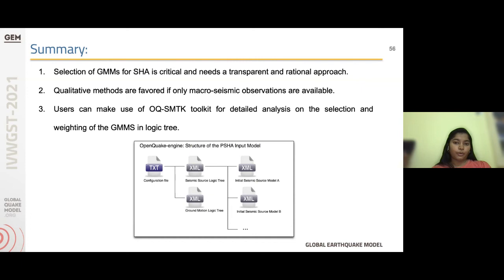As of now, we have just Raghukanth and Iyengar from India, and obviously there is a lot of scope for other Indian GMPEs which have been developed for the northern region to be implemented in the OQ. And as I said, the users are always encouraged in this aspect.